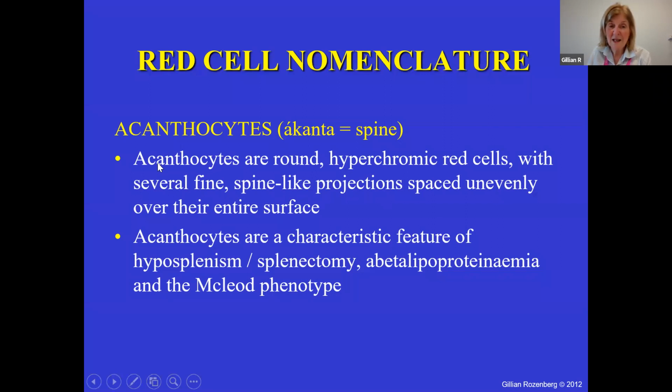Acanthocytes. Acanthocytes are round, hypochromic red cells with several fine spine-like projections spaced unevenly over the entire surface. Acanthocytes are a characteristic feature of hyposplenism, splenectomy, A-beta lipoproteinemia, and the McLeod phenotype. A-beta lipoproteinemia is a disorder occurring specifically in young children.